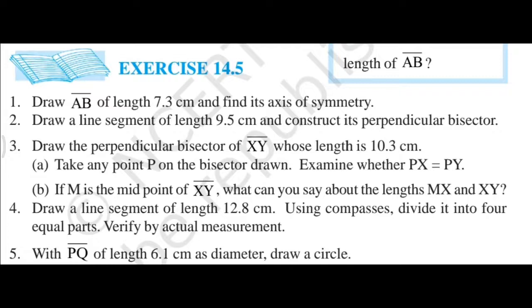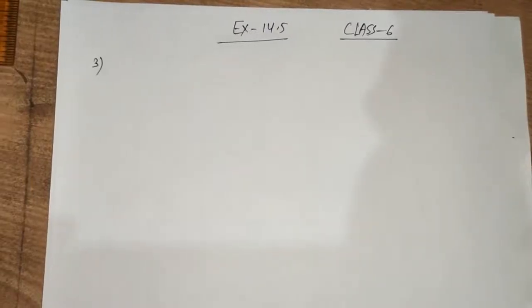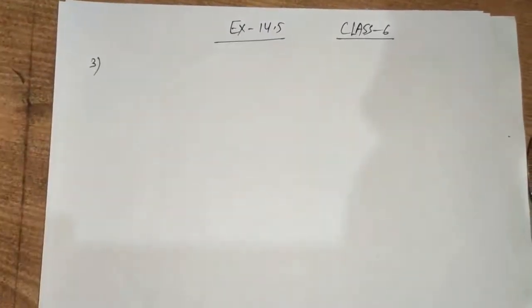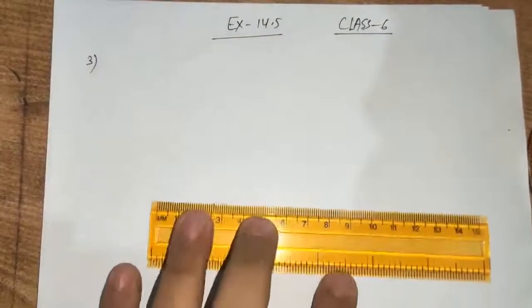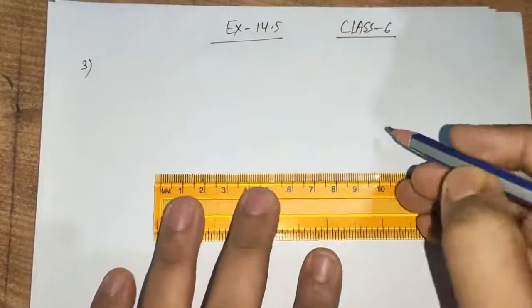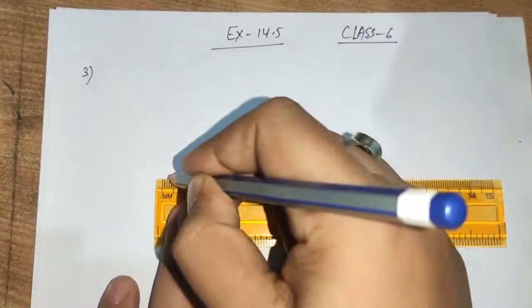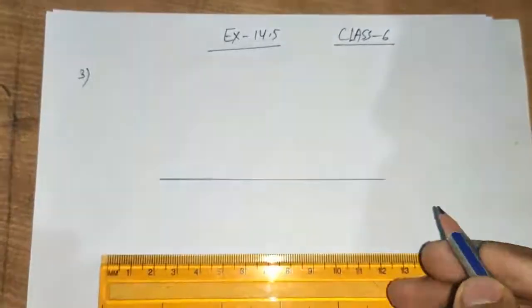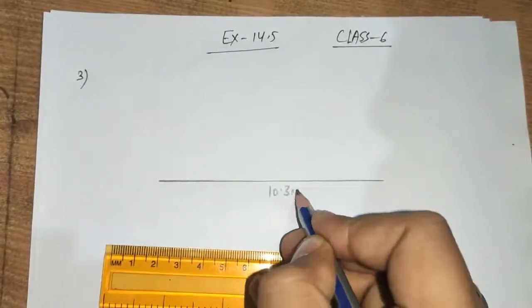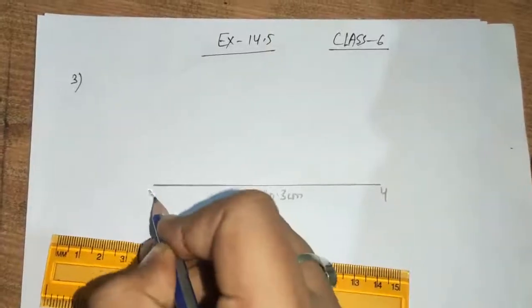And then its B part also: if M is the midpoint of XY, then what can you say about the length MX and XY? So let's draw it. This is question number 3, exercise 14.5. It is written that first of all we are required to draw a line XY of 10.3 centimeter. Here we will write 10.3, and this is Y and this is X.